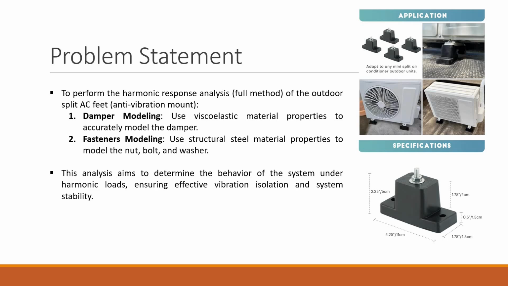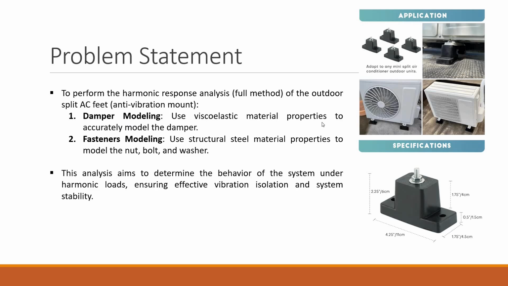So this slide represents the problem statement. Here we need to perform the harmonic analysis using the full method of the outdoor split AC feet, you can say the anti-vibration mount. You can see that this is the simplified image of your outdoor split AC, and here you can see that these are 4 feet. The whole unit is mounted on these anti-vibration mounts, which are basically used to dampen the vibration of the respective unit. And this is what we have considered for our present simulation.